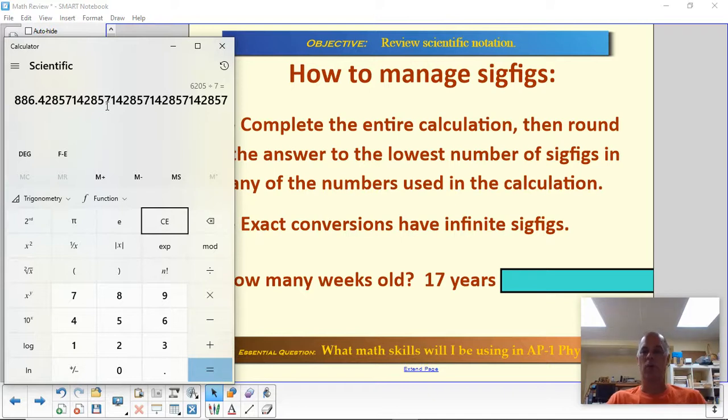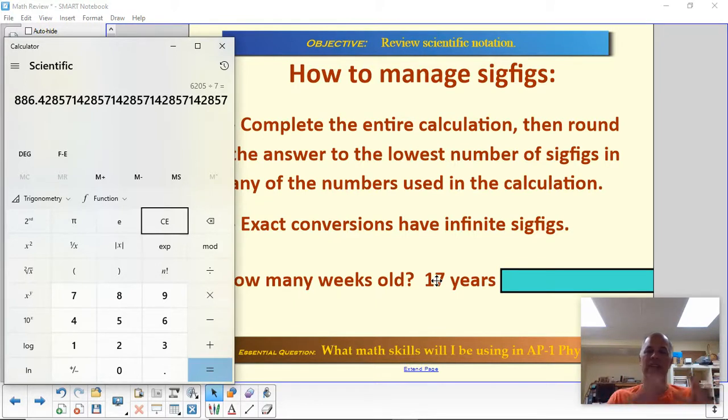866.42857142857 weeks old. And the question is, now how do we need to round this off to the correct number of sig figs? Okay, so think about that for a moment. We'll count it down. 3, 2, 1. The correct answer is 2 sig figs. 17 years has only 2 significant digits. Now, we also use 365 days in a year, and that's 3 sig figs, but we're limited by the 17 years. Now, what about 7 days per week?